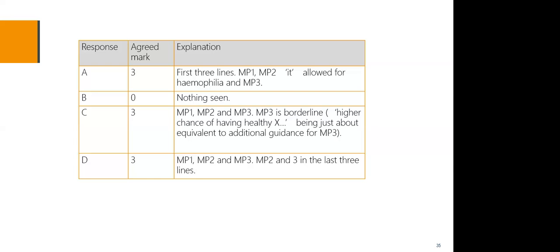In response C, quite a few of you gave this 2 marks. Now, when it was marked, it was given all 3 marks. But mark point 3 is very borderline. Higher chance of having a healthy X. Females have a higher chance of having a healthy X. It's just about equivalent to the additional guidance for mark point 3.